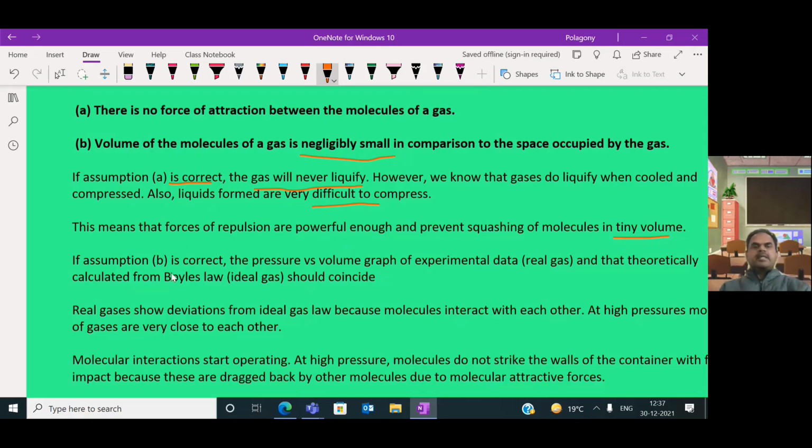If assumption B is correct, that the volume of the molecules of a gas is negligibly small in comparison to the space occupied by the gas, then the pressure versus volume graph of the experimental data and the theoretical one calculated from Boyle's law should coincide.